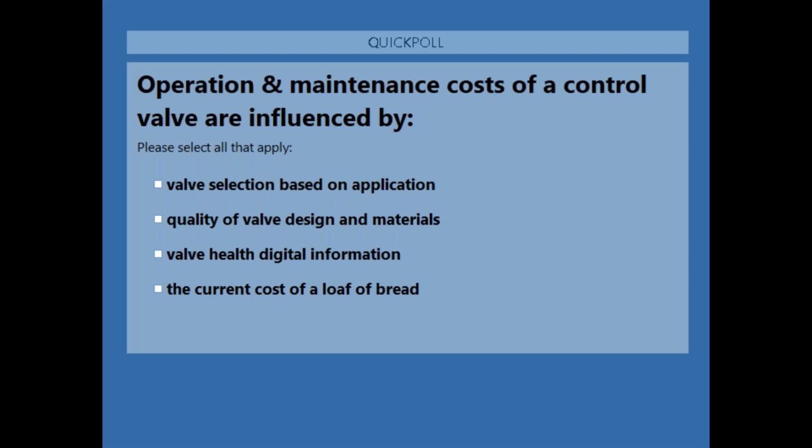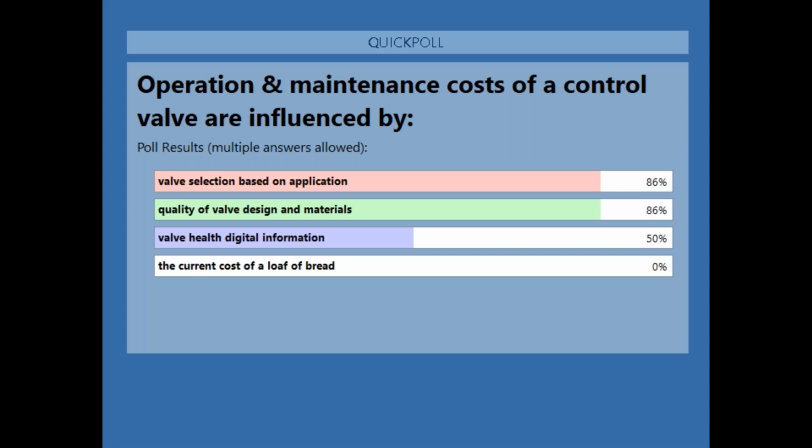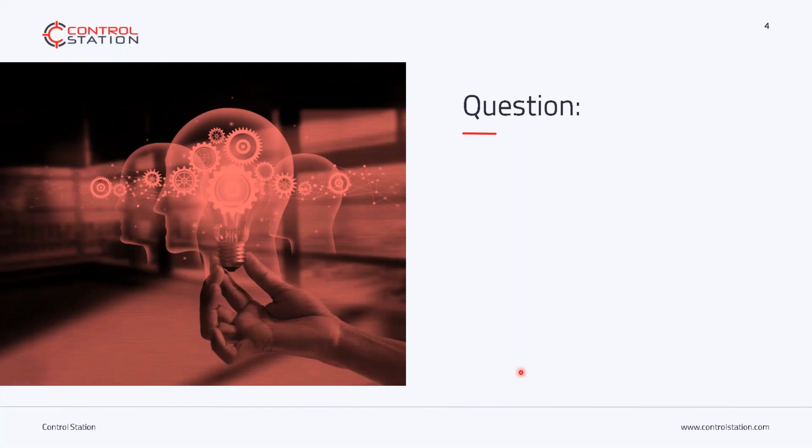We got about 70 to 75% of the vote in, and then I'll be sharing the answers. Okay, that looks good. I'm going to close it, and I'll share the results. Thankfully no one picked the cost of a loaf of bread. So 86% think selection based on application, quality of valve design and the materials, and digital information on valve health. I would like to hand it over to my colleague, Brad.